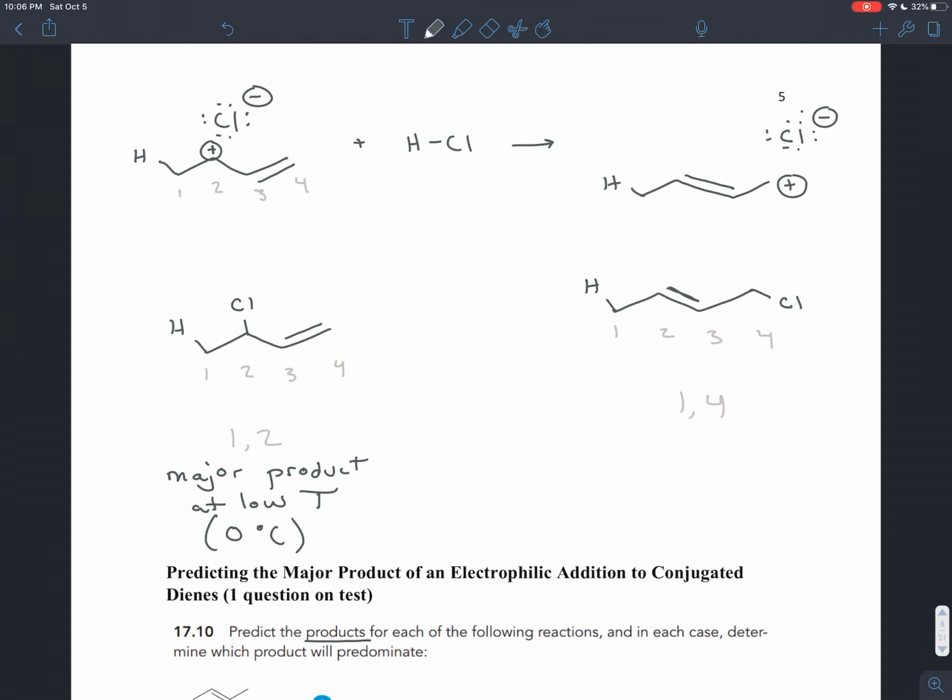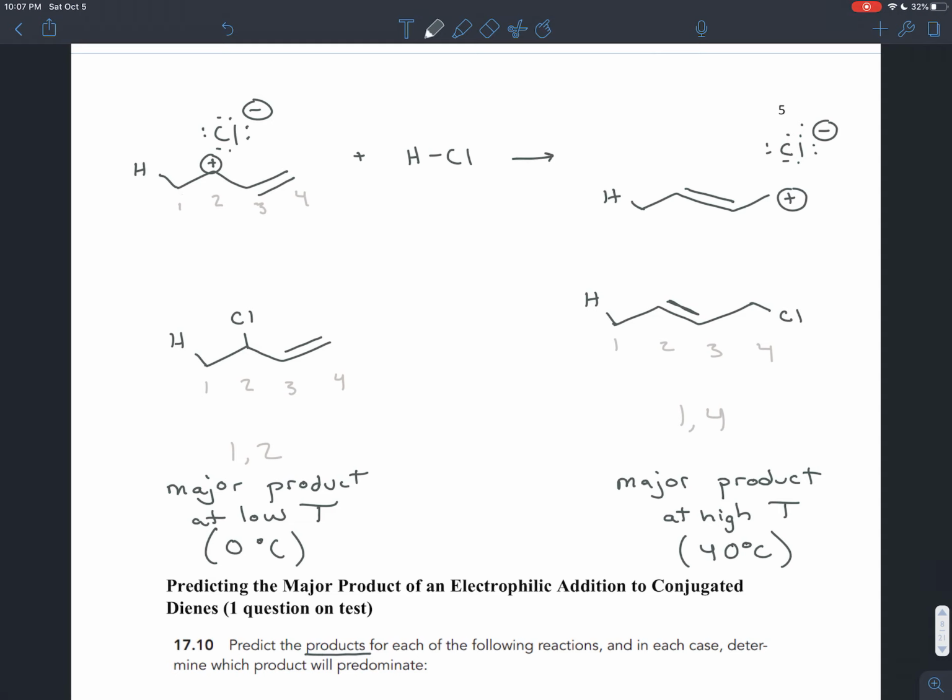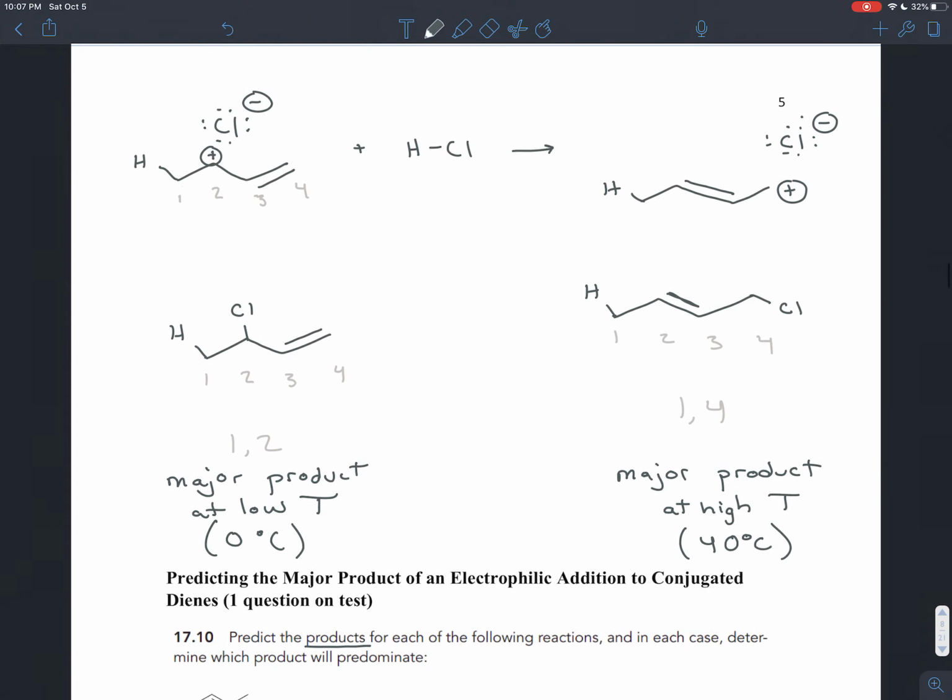So if diffusion is not a problem, it could attack anywhere. And the place where it'll attack at higher temperatures is to give you the 1,4 product, because that gives you the more stable alkene. So first let's write this down, and then we'll explain why. The 1,4 product is the major product at high temperatures. For example, that would be something like 40 degrees Celsius. So at high temperatures, diffusion is not an issue, so the major product you'll get will just be the one that is the most stable, because you could form anything.